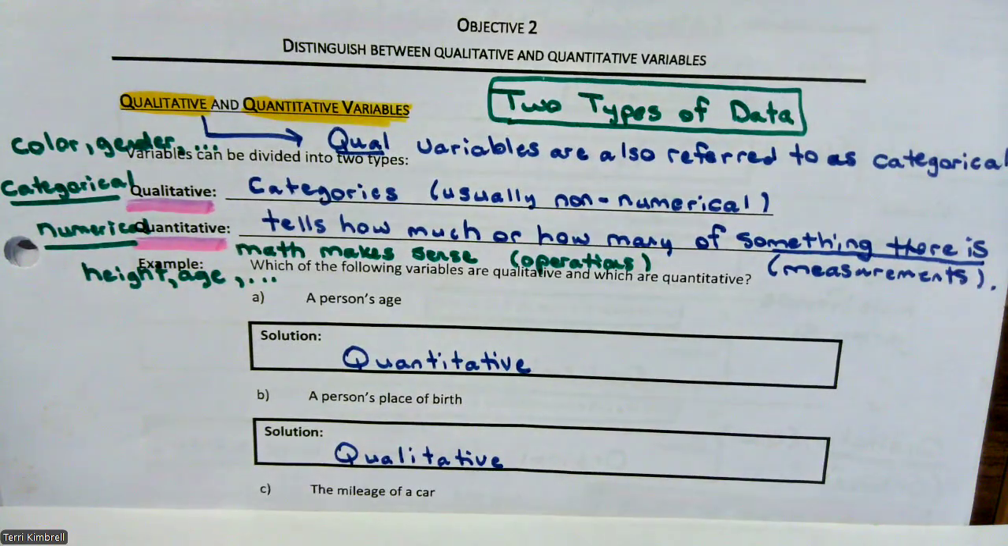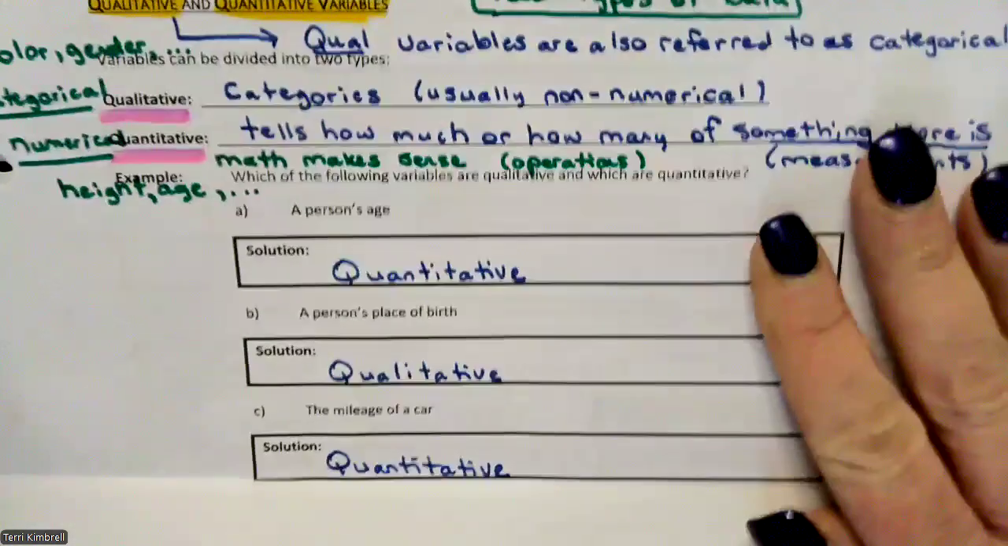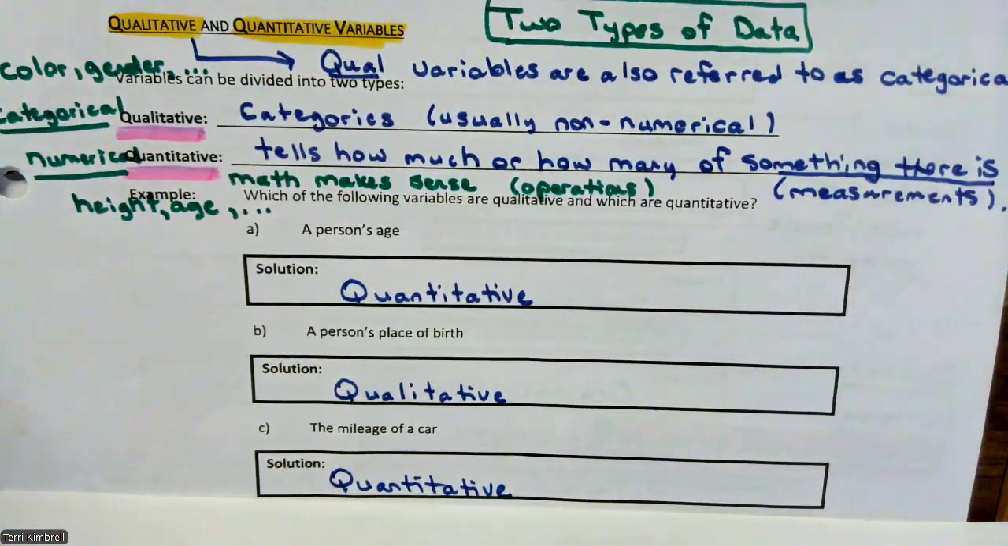Letter C, the mileage of a car. Of course, you can do math with the mileage of a car because you can have miles per gallon, and you can see how many gallons of gas your car will hold. The mileage also accrues as you drive your car more, so you acquire more miles on that car. Math does make sense, which makes that a quantitative variable.